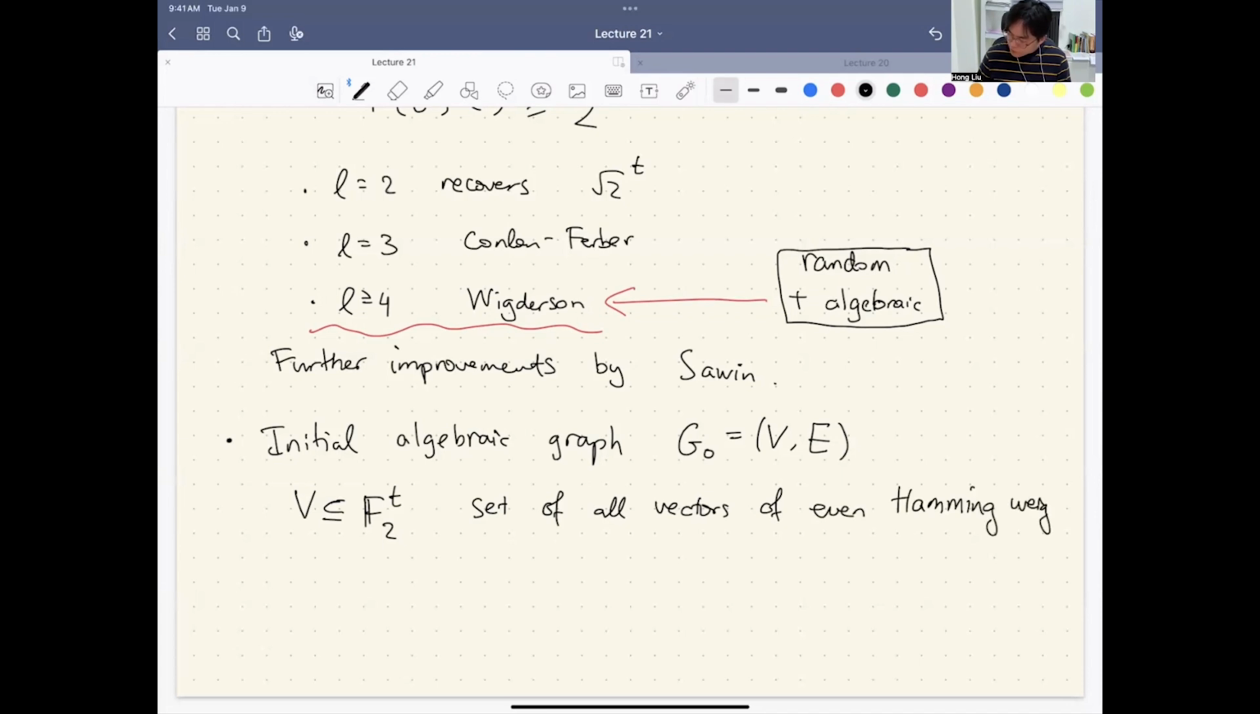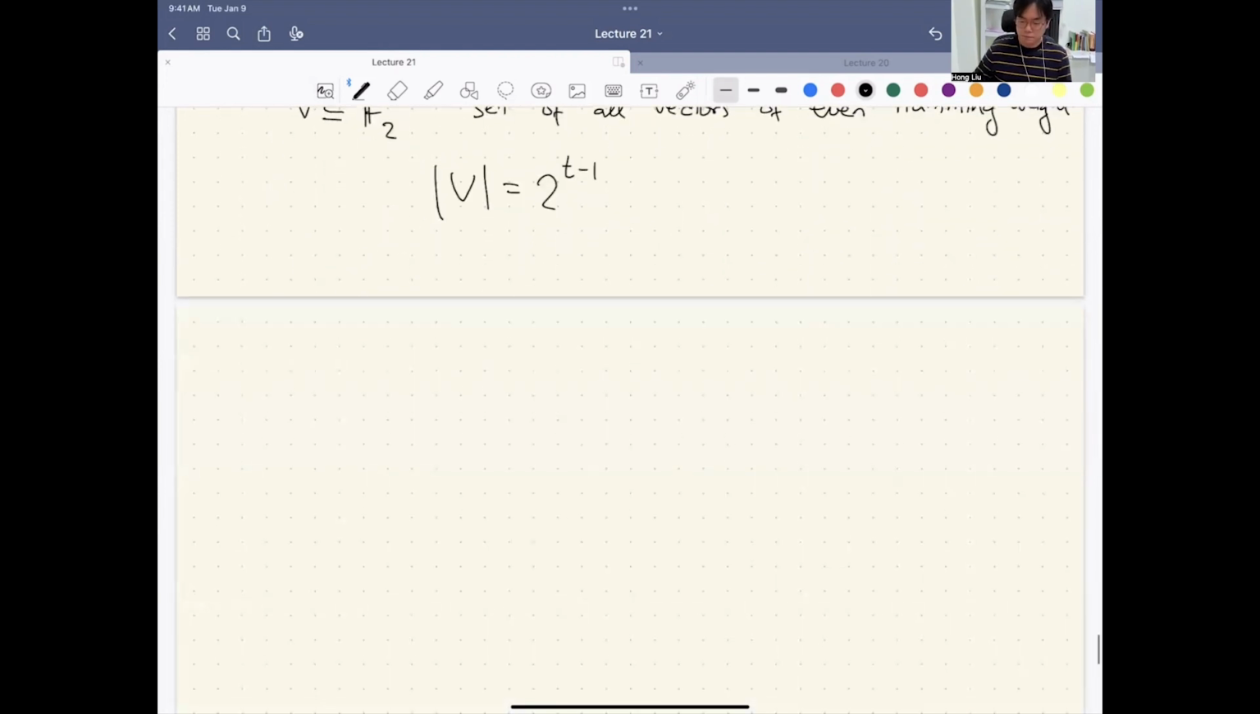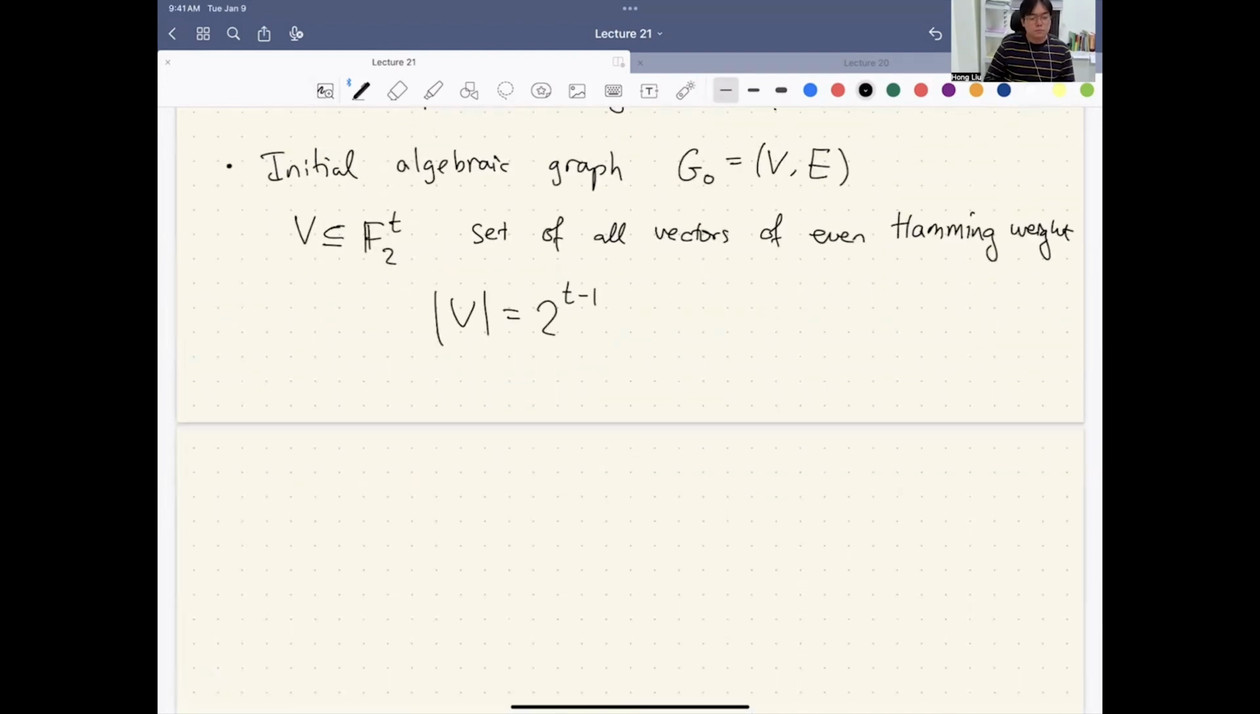Hamming weight just means the number of ones it contains. So with an even number of ones, it's easy to see that half of them are even, half of them are odd. So it's 2 to the t minus 1 vertices. How do we define adjacency? We have two vectors in V. They form an edge if and only if their inner product is non-zero, that is, if and only if their inner product is 1. That's the adjacency. And this inner product is just the usual one that's defined over F_2.